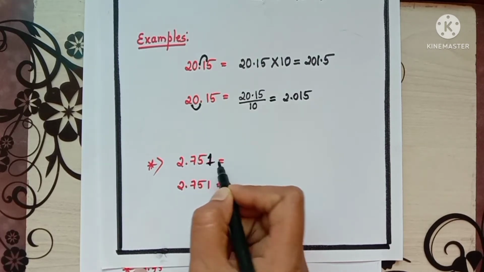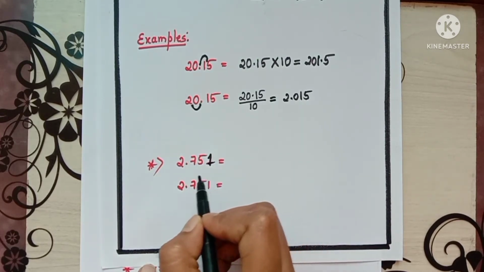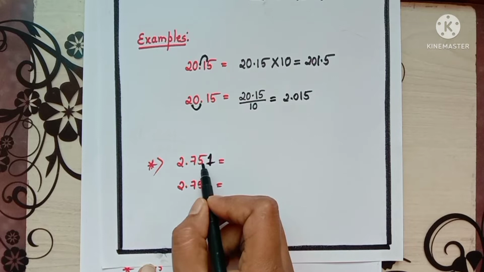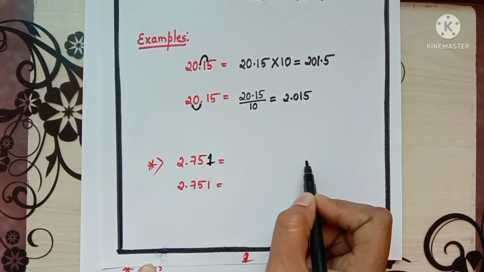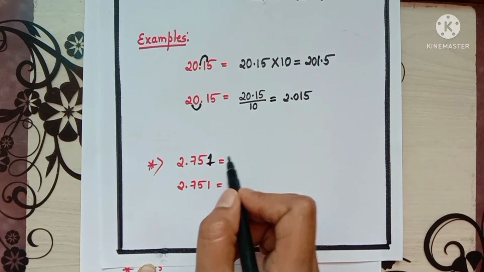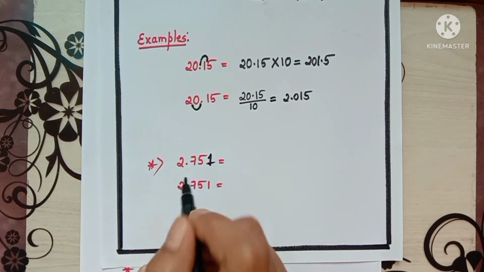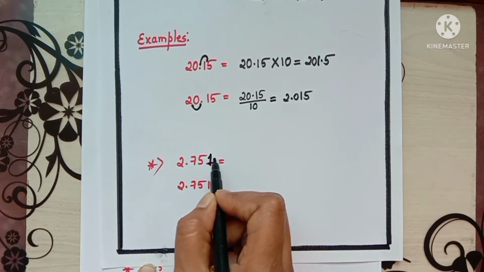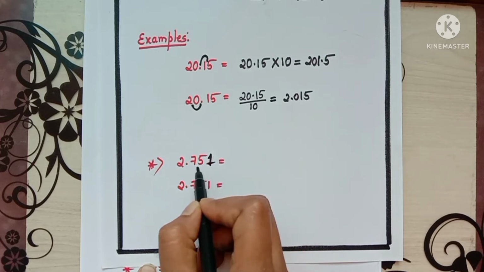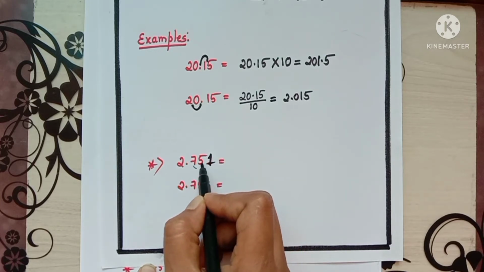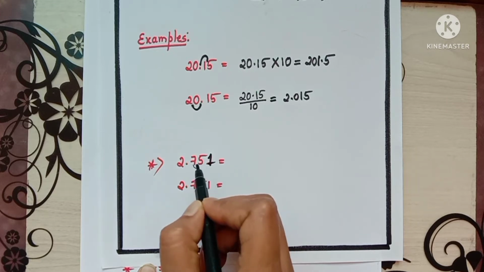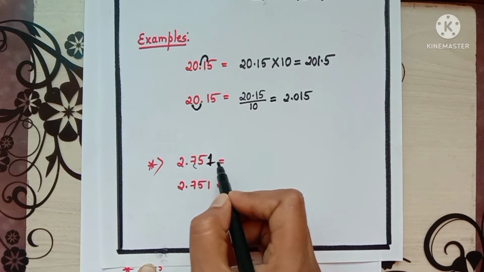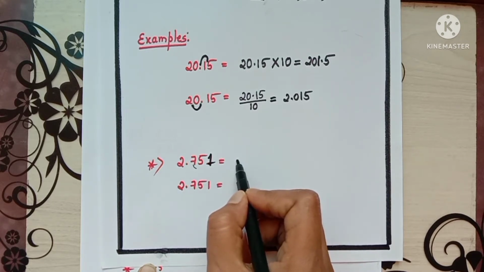Let us take another example, that is 2.751. I want to shift this decimal point to the right side. Right side means I have to multiply. By how many digits? I want to shift this decimal point between 5 and 1. Between 5 and 1 means how many digits am I shifting? 1 and 2, that is 2 digits. I am shifting by 2 digits. So 2 digits means I have to multiply it by what?